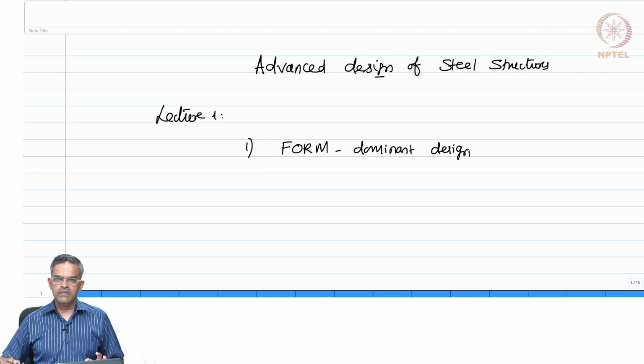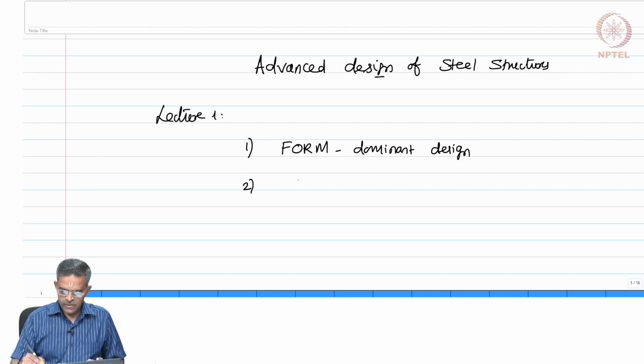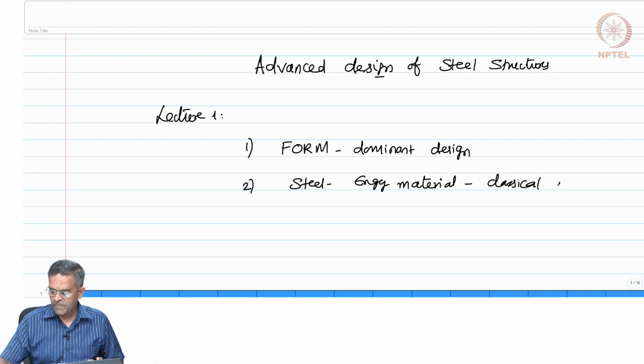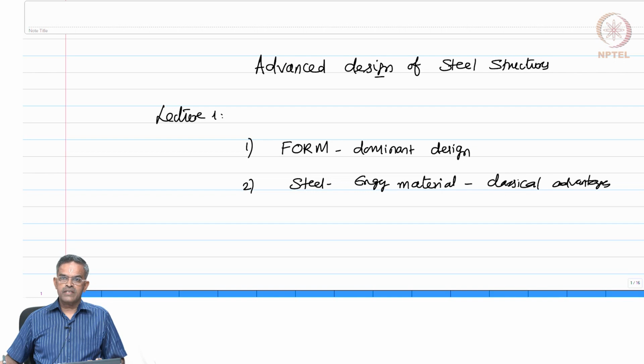We will also try to learn more about steel as an engineering material, which you must have studied, but we will see some classical advantages in connection to the form dominant design.